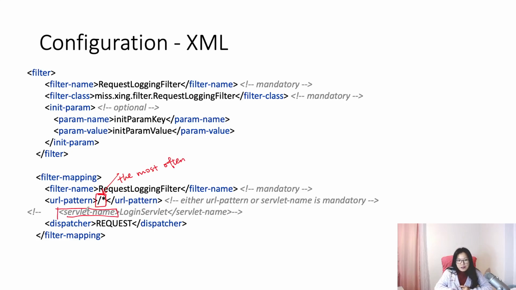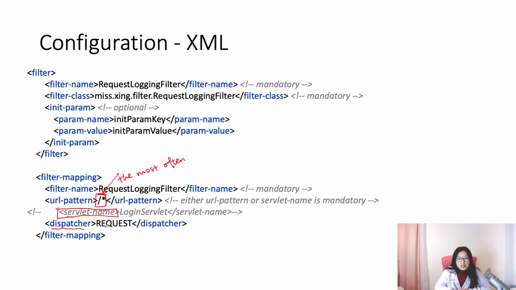And there's another one, which is to use the servlet name. This one I never used, which is based on the servlet name, it will map to that URL pattern. We can test later, but I never used it. Either URL pattern or servlet name is mandatory. You either provide a URL pattern or provide a servlet name.